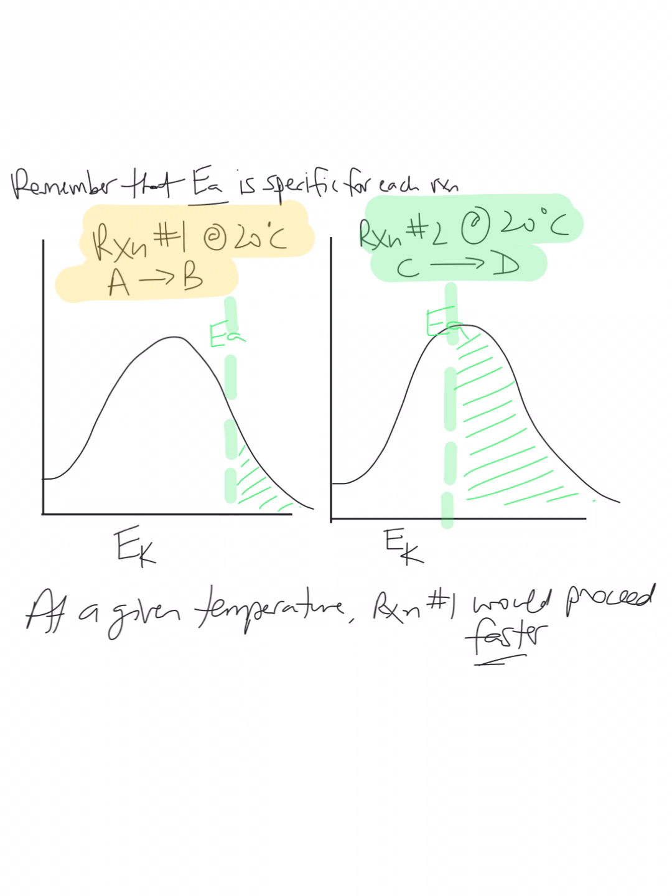What you can see is that the activation energy barrier for the second reaction is actually lower, isn't it? So the activation energy barrier is lower for reaction 2, which means at any given temperature, in this case 20 degrees, reaction 2 would proceed faster than reaction 1 because a greater proportion of its molecules have a kinetic energy sufficient to overcome the activation energy barrier, or meet the minimum kinetic energy requirement for a reaction.